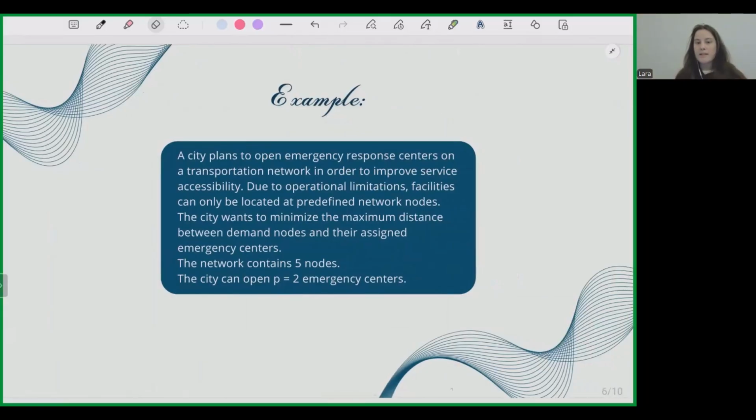So a city plans to open emergency response centers on a transportation network in order to improve service accessibility. Due to operational limitations, facilities can only be located at predefined network nodes. The city wants to minimize the maximum distance between demand nodes and their assigned emergency centers. The network contains 5 nodes. The city can open 2 emergency centers.